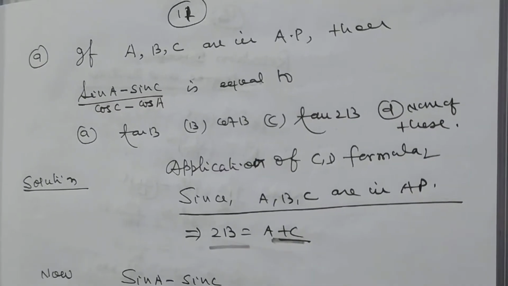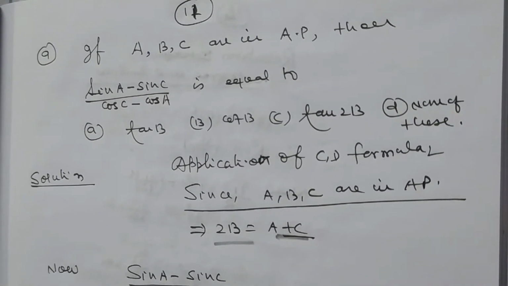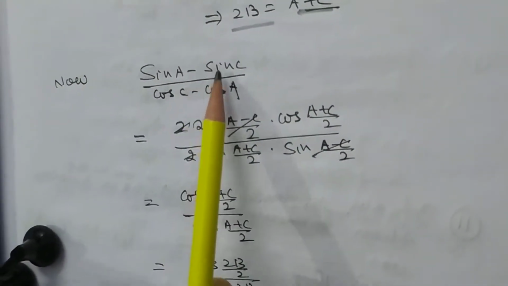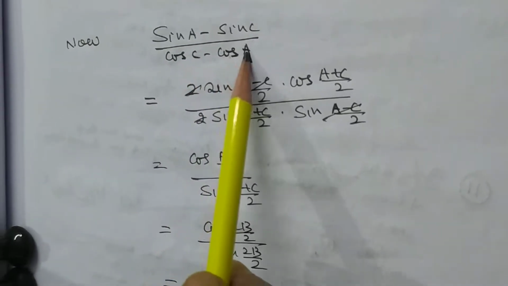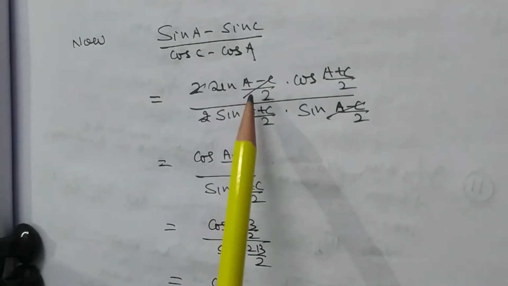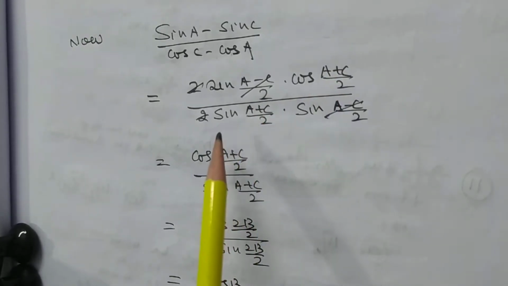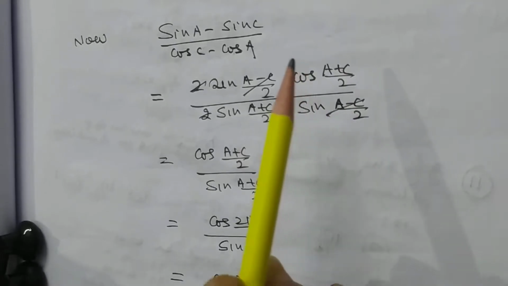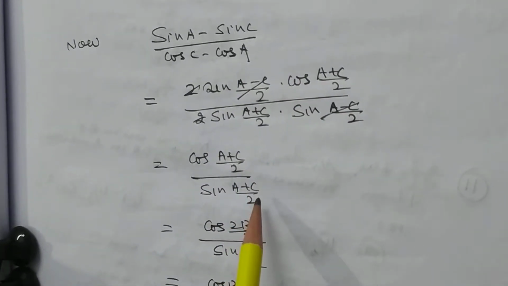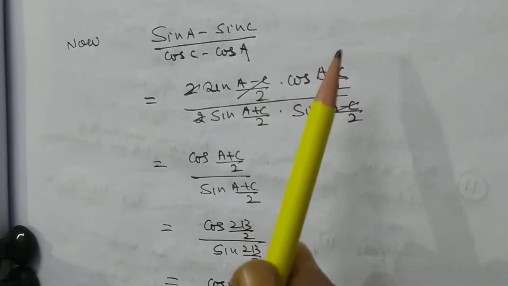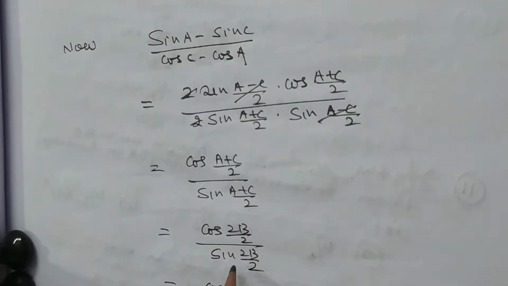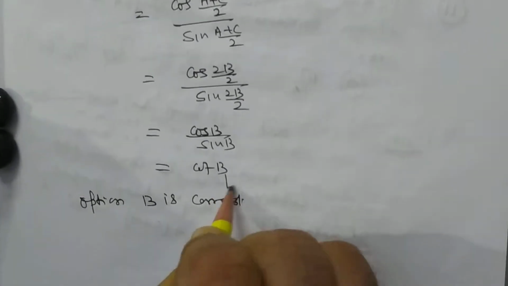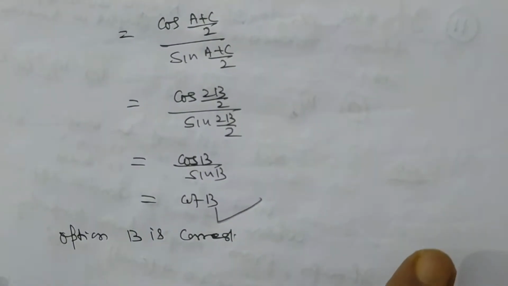C. This we have. Now (sin A minus sin C) by (cos C minus cos A): apply sin C minus sin D and cos C minus cos D. It will be twice sin((A minus C)/2) cos((A plus C)/2) over twice sin((A plus C)/2) sin((A minus C)/2), which is cos((A plus C)/2) by sin((A plus C)/2). A plus C is equal to 2B, so cos(2B/2) by sin(2B/2), that is cos B by sin B, that is cot B. So B is the correct option.